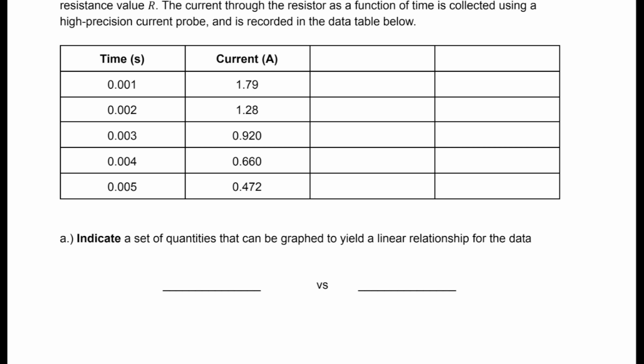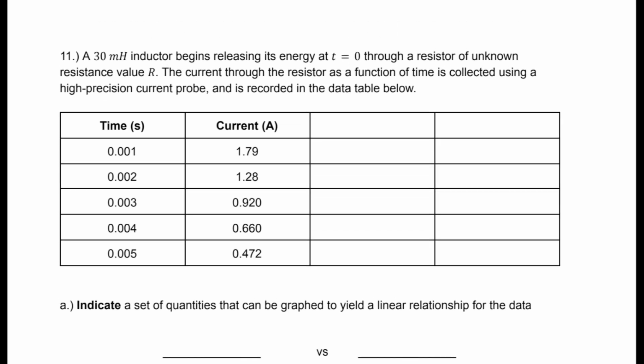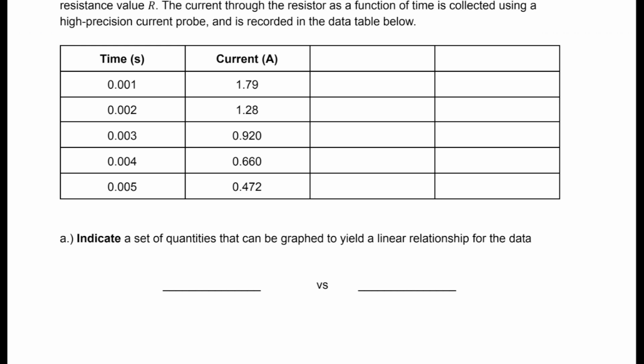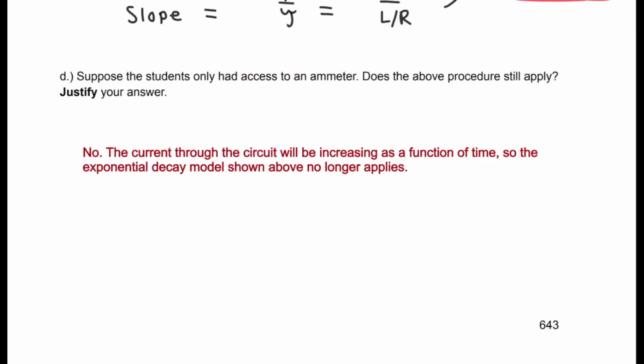Then to conclude, we'll just do an example that's just like this, just with some actual numbers. So once again, we have a situation where an inductor, 30 millihenries, is releasing its energy at t equals 0 through a resistor of unknown R. And we record current as a function of time using a high precision current probe or an oscilloscope or anything like that. So first, indicate a set of quantities that can be graphed to yield a linear relationship for the data.